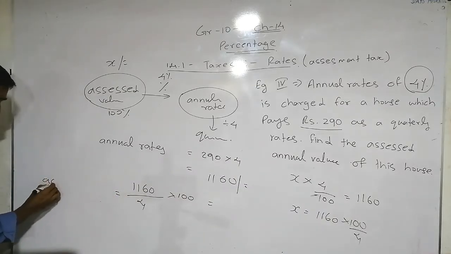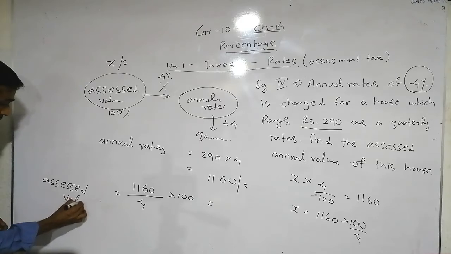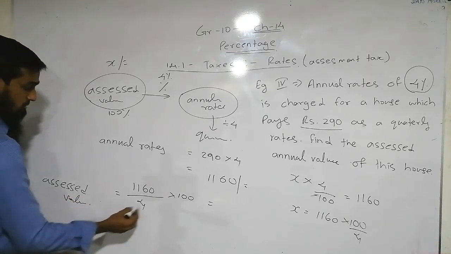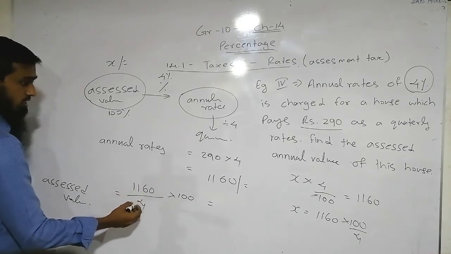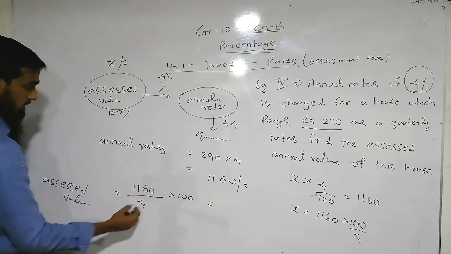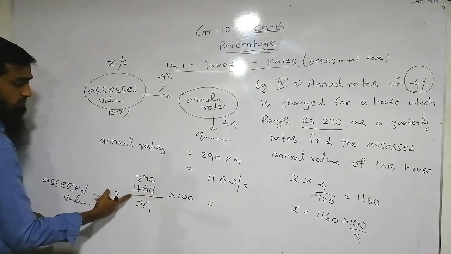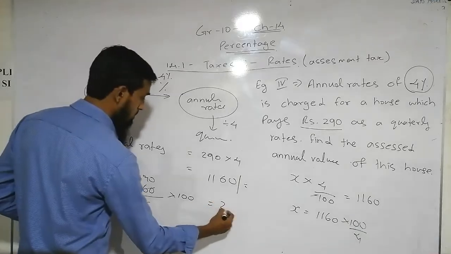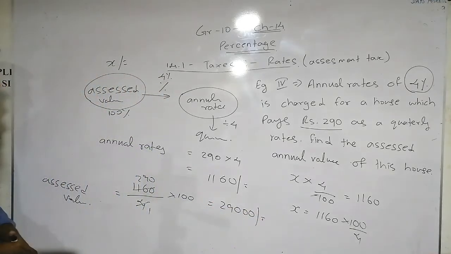So the assessed value, if you simplify it, we can simplify 1160 over 4, that is 290. So 4 times 1 is 4, 4 times 2 is 8... 4 times 9 is 36... So 29,000 is the assessed value.